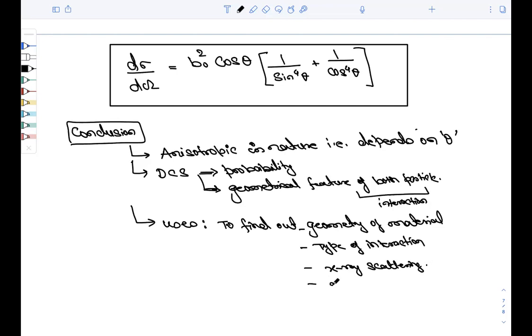Structure, atomic and nuclear structure, where we bombard a lot, right? You have also studied in paper 2. So these things you can write in the conclusion.